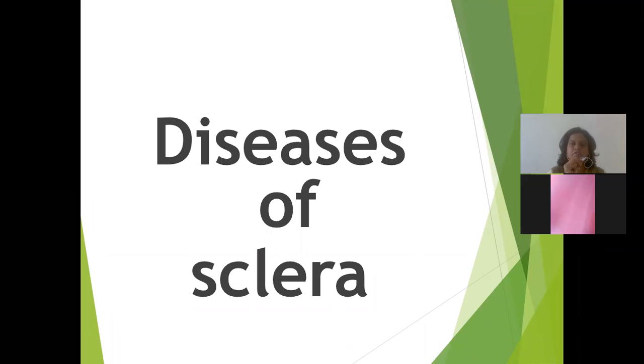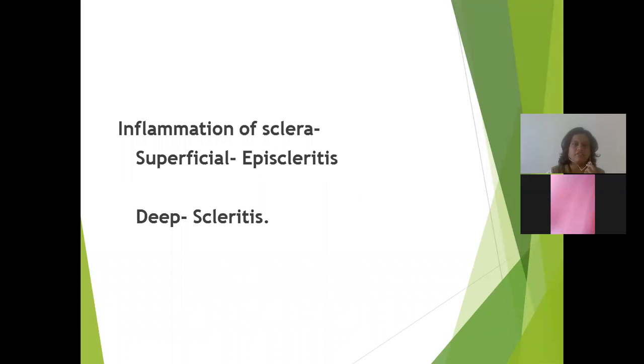In yesterday's lecture, we learned about the diseases of the cornea and its homeopathic therapeutics in detail. So, from today's lecture, we will study the diseases of the sclera. Diseases of the sclera are inflammations of the sclera. Firstly, we see episcleritis. Episcleritis is a superficial inflammation of the sclera. And when there is a deep inflammation of the sclera, it is called scleritis.